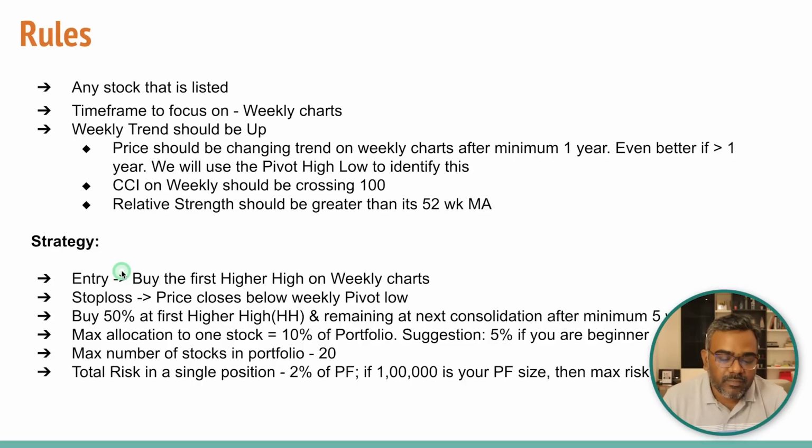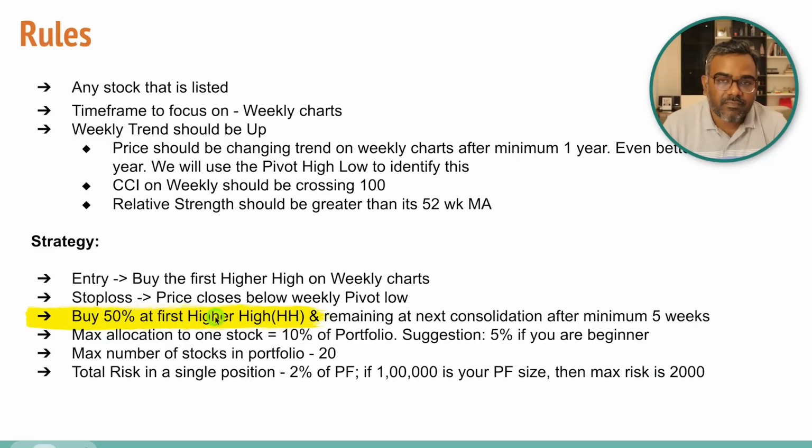Now, the strategy is going to be very simple. Entry is going to be on the first higher high on weekly charts. The stop loss will be on the pivot weekly low. I will discuss everything in detail. I'm just summarizing the conditions here. Then you buy at first higher high, and then you add more after minimum 5 weeks of consolidation.